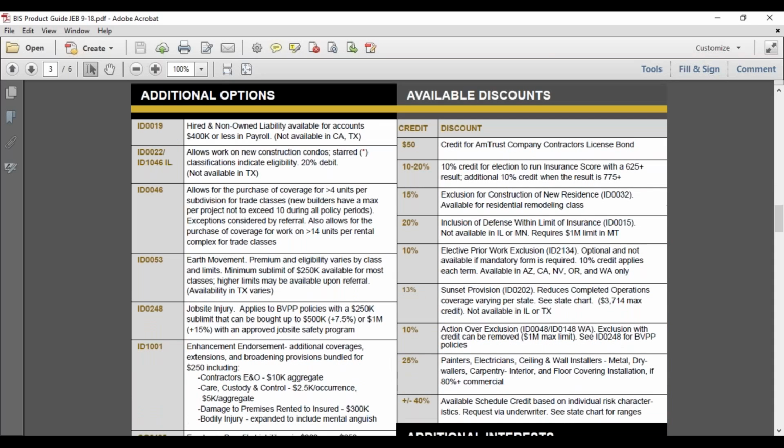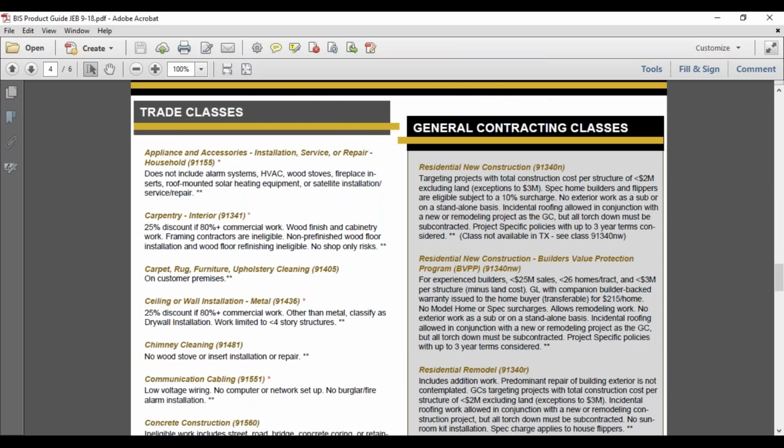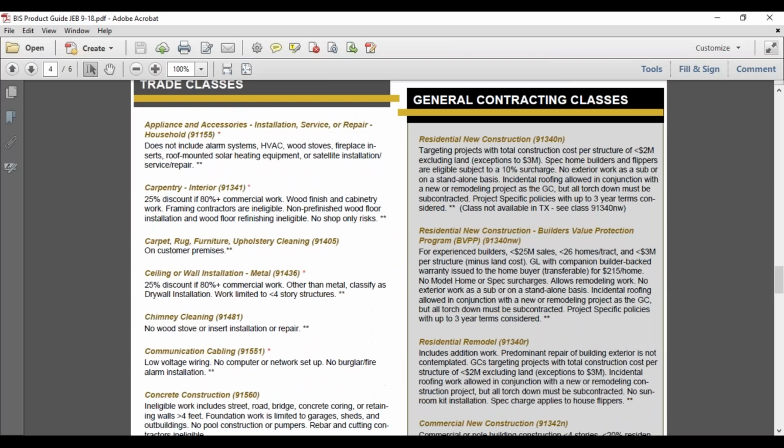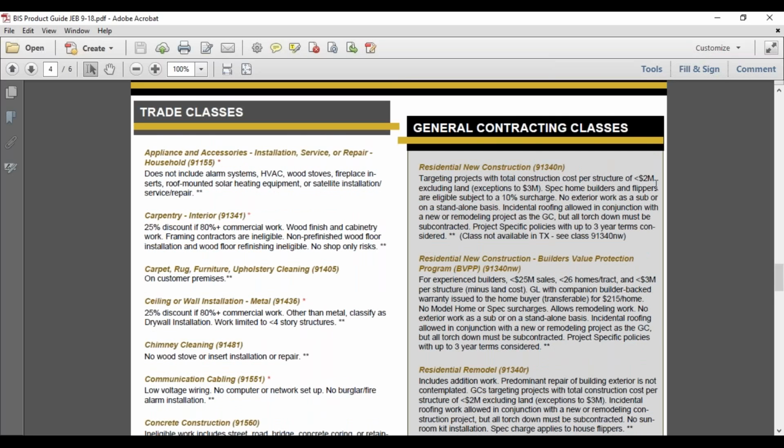I want to go over the classes first and then talk about some of the forms. It's a little backwards, but I think it makes more sense if we do that. So, residential new construction. Our main classes are the GC classes right here, and I'm going to go over the trade classes afterwards. But for the GC classes, where we really see a lot of hits are the residential new and the residential remodel.